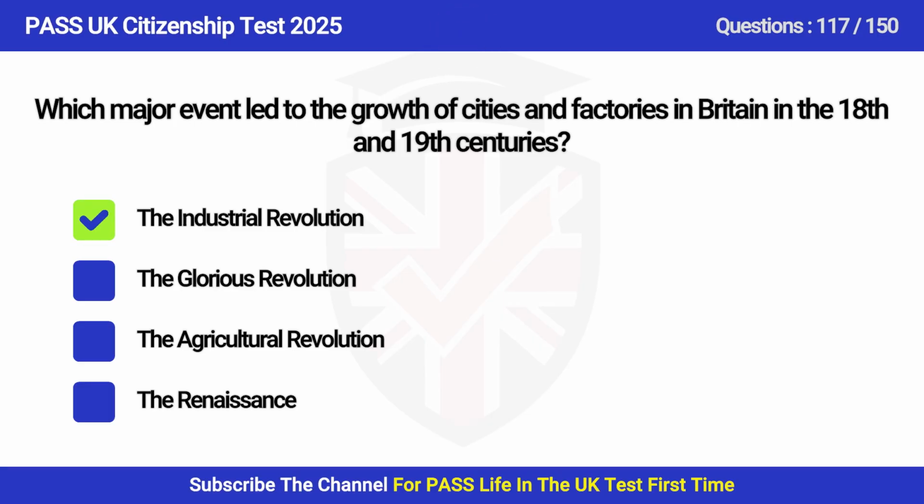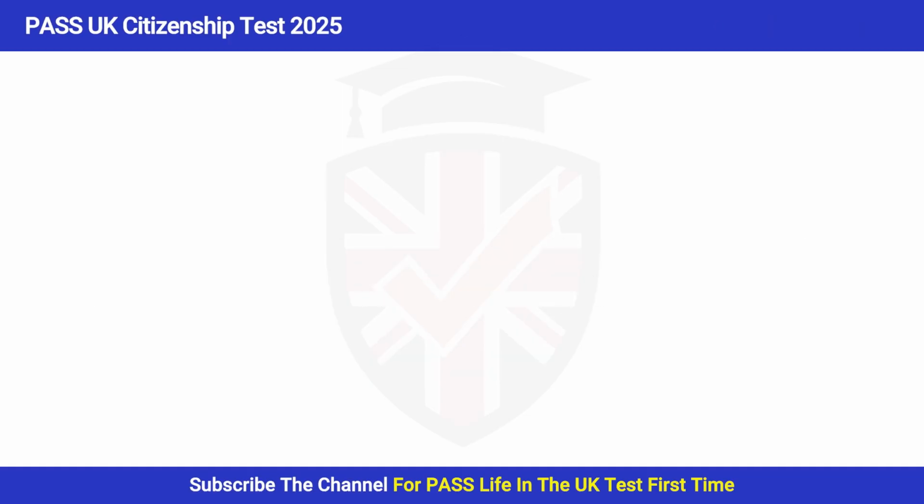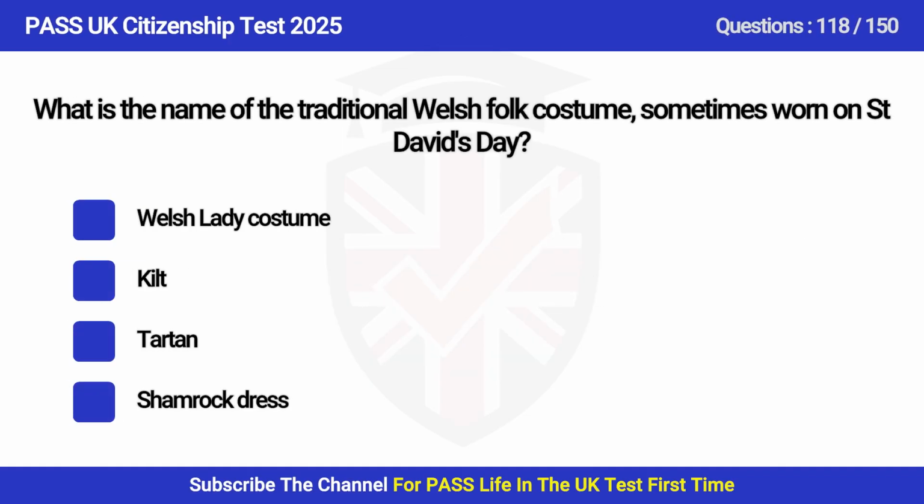The answer is A. The Industrial Revolution. The Industrial Revolution dramatically transformed British society, leading to mass urbanization, the establishment of factories, and major advancements in technology and manufacturing. Question 118. What is the name of the traditional Welsh folk costume, sometimes worn on St David's Day?